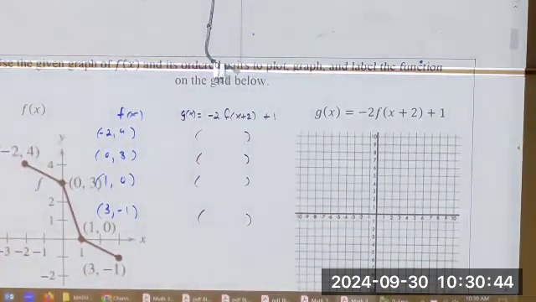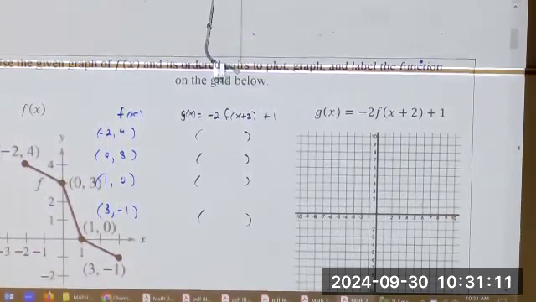Hey, what does A do? If A is negative, it's going to reflect it, or turn it upside down. It's going to reflect it across the x-axis. If you had a positive y, it's now a negative y. If it was a negative y, it's now a positive y. It's going to change the sign of your y coordinate.